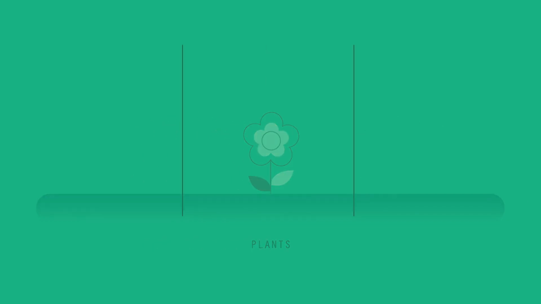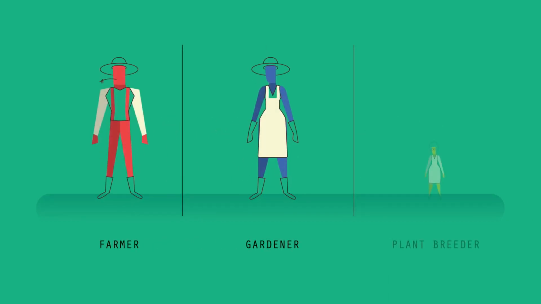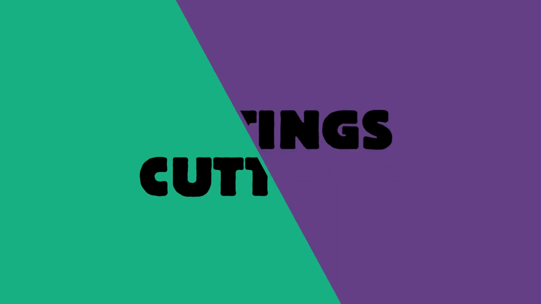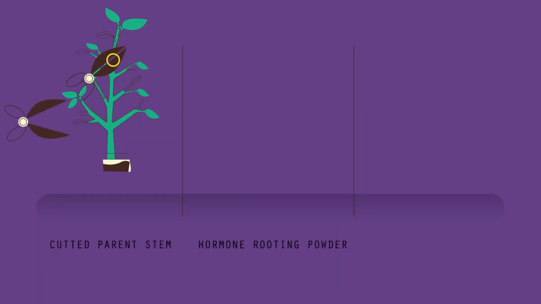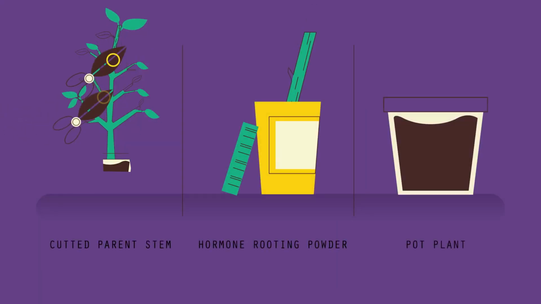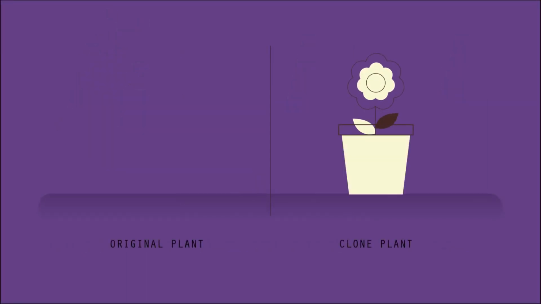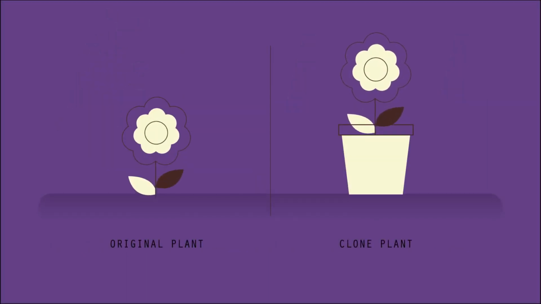Let's start with plants. A gardener, farmer, or plant breeder might want to make many copies of a particular plant quickly. The easiest and cheapest way to do this is to take cuttings. Shoots are cut from the parent plant, then the end of each shoot is dipped in hormone rooting powder and placed into a pot of soil. The hormone rooting powder will encourage the cutting to start growing roots, and soon a whole new plant will have grown which is identical to the original plant.